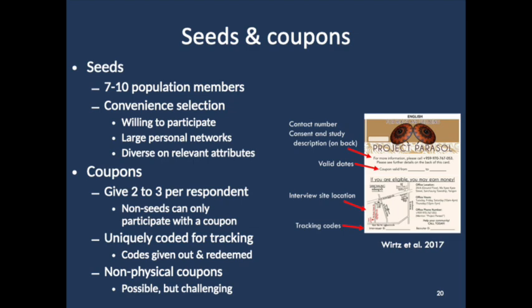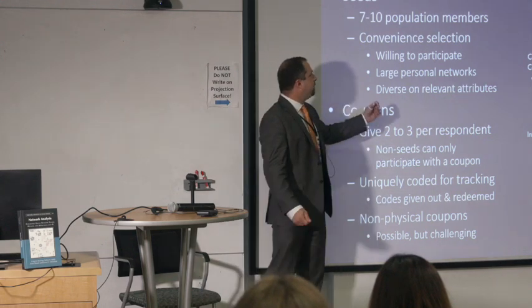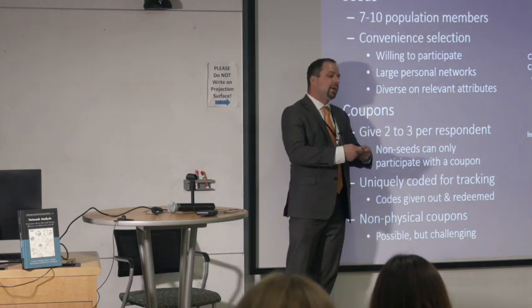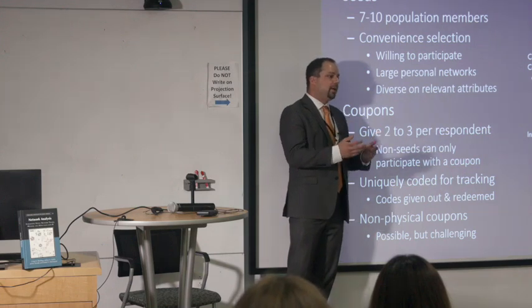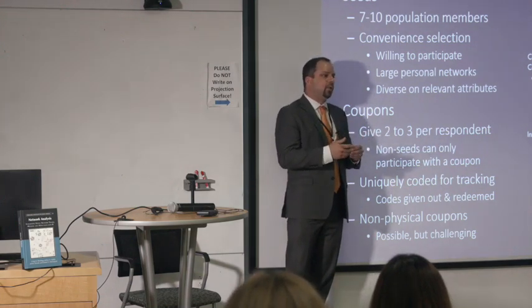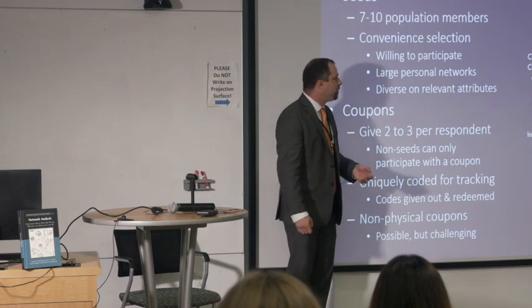So as I mentioned, typically in RDS, you give out coupons. The practicality of this is you usually start with 7 or 10 individuals in the initial wave. You give them 2 or 3 coupons each, and you typically ask those individuals to hand out coupons to people that they know who don't know each other, or at random amongst the people they know.